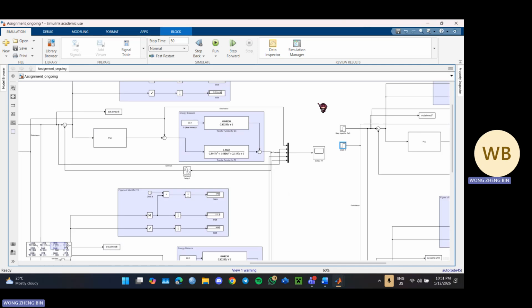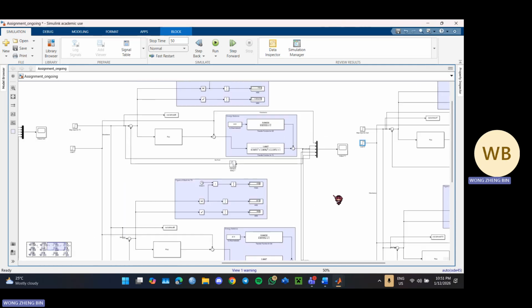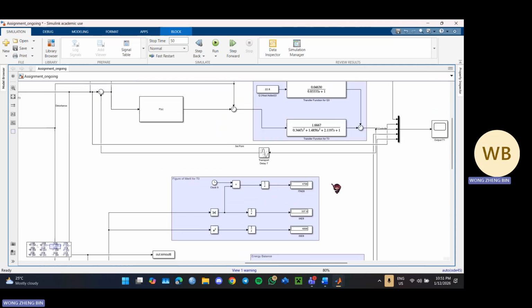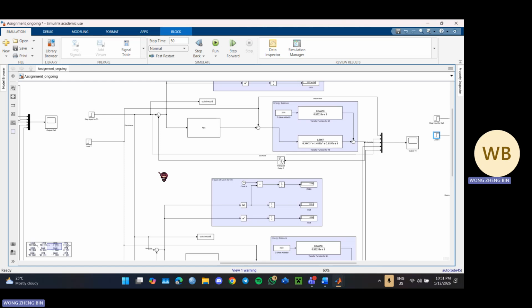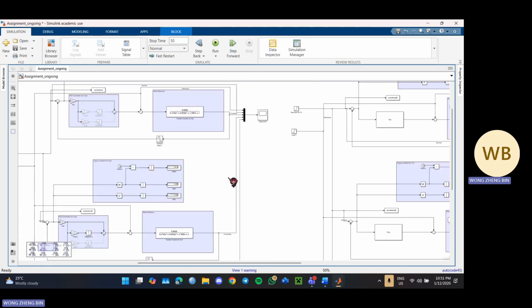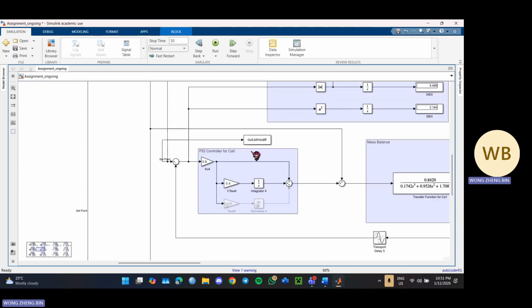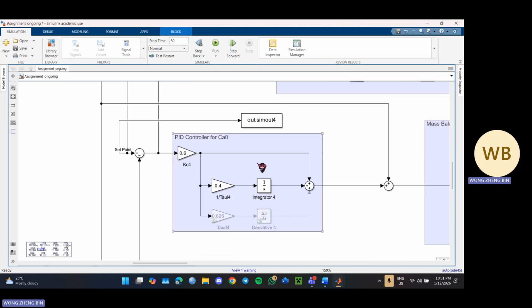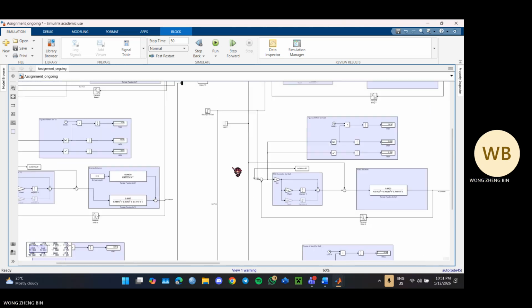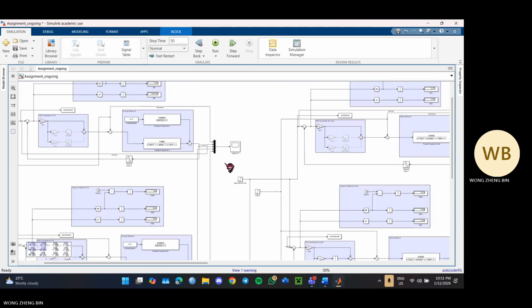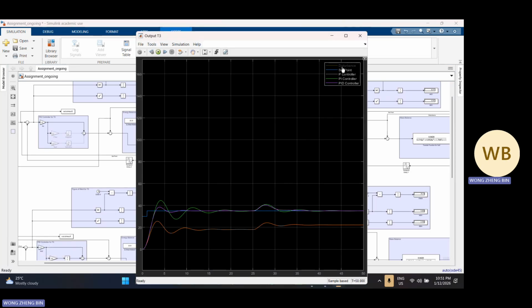And note that all the P, PI, PID controllers have the same gain values. So the gain values are shown here. For P it is 0.6, and the I is 0.4, and the D is 0.625. So this is when we added the disturbance. You can see the disturbance is added here.